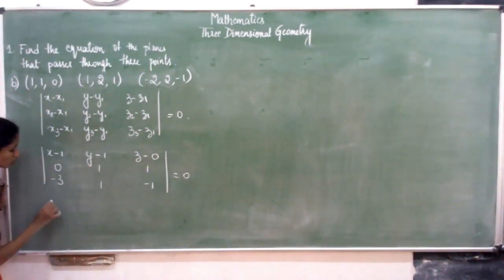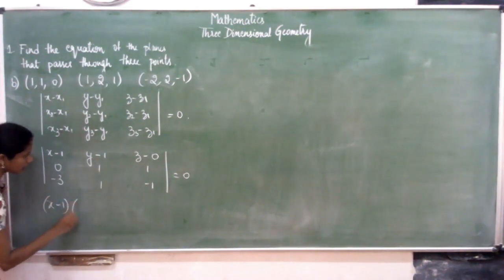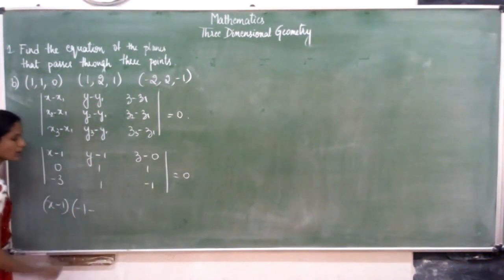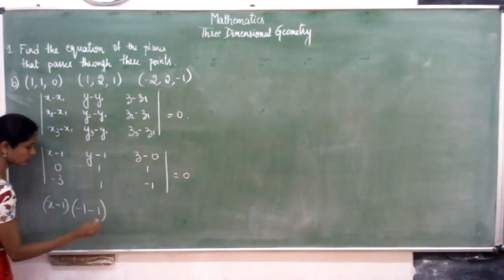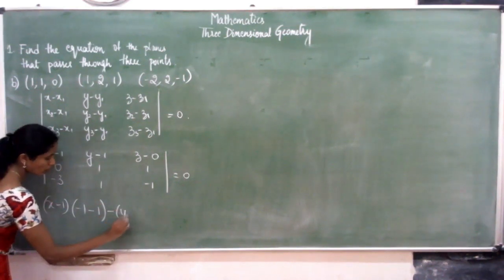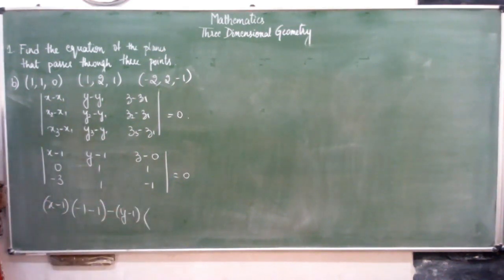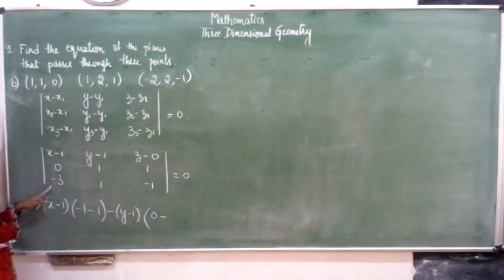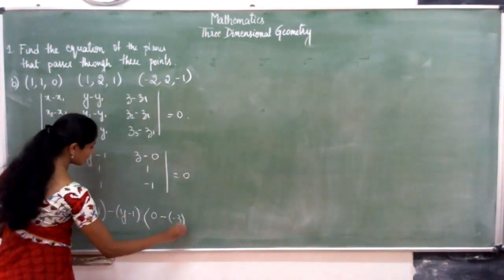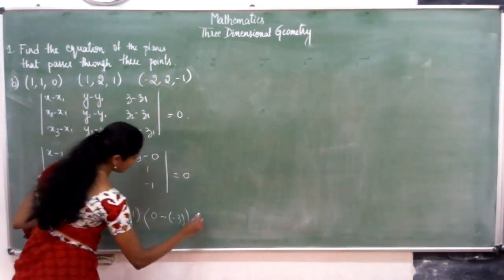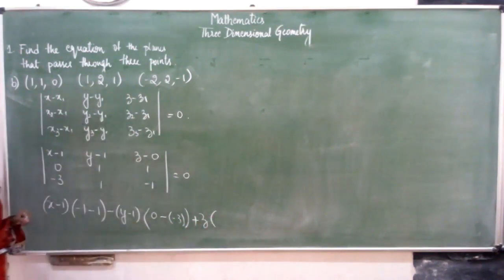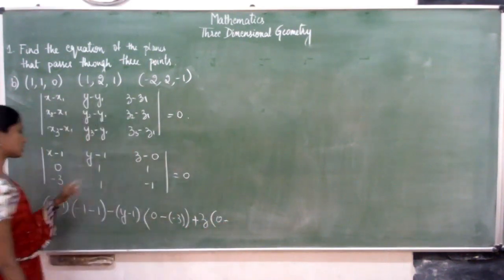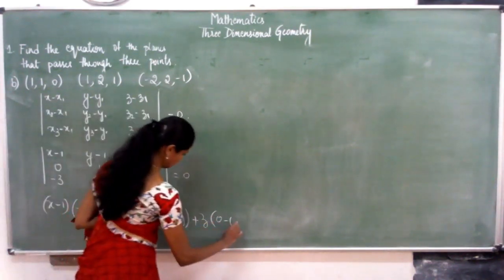So, expanding along row 1, we get x minus 1 into, neglecting the first row and the first column, 1 into minus 1 minus 1 minus 1 into 1, it is 1. Then, minus of y minus 1 into, now neglecting the first row and the second column, 0 into minus 1, 0. Minus 3 into 1, it is minus 3. Then plus z minus 0 is nothing but z. Now neglecting the first row and the third column, 0 into 1 it is 0. Minus 3 into 1 it is minus 3.